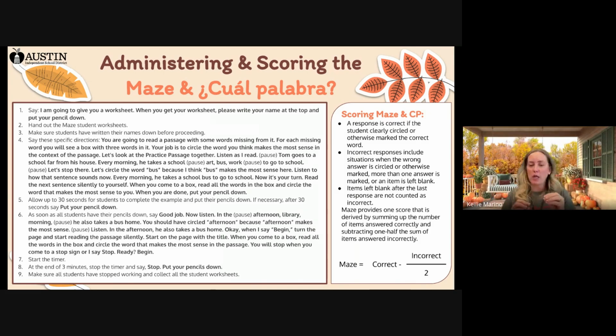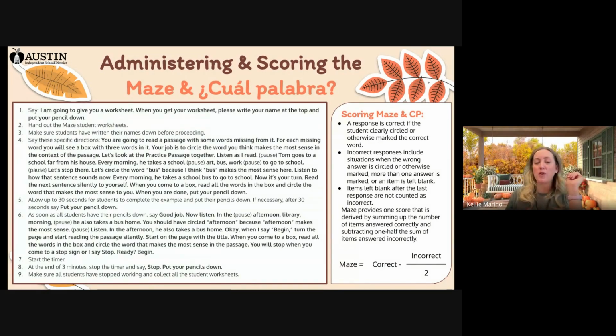So once you've scored it and you have your number of correct and number of incorrect, then you follow this little formula to figure out your answer. So Maze, you take the number of correct and the number of incorrect divided in half, and then you subtract that. So for example, let's say I got 5 correct and I got 4 incorrect. Well, 4 in half is 2. So 5 minus 2 is 3. So my score would be 3.